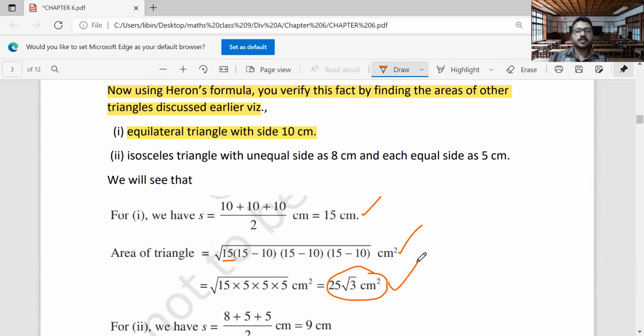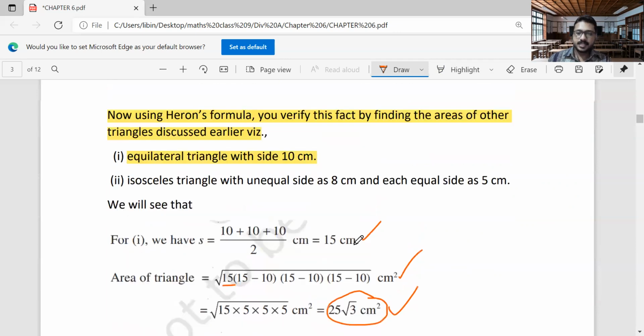Now in the same manner you can find the area of an equilateral triangle. Have you learned any formula for finding the area of an equilateral triangle? Is there any specific equation? Do you remember? Those students who don't know that, just refer, and if you still don't know, just ask me, I will tell you.